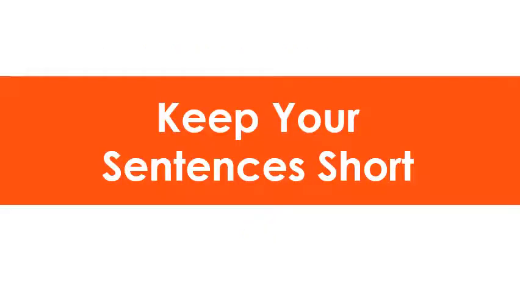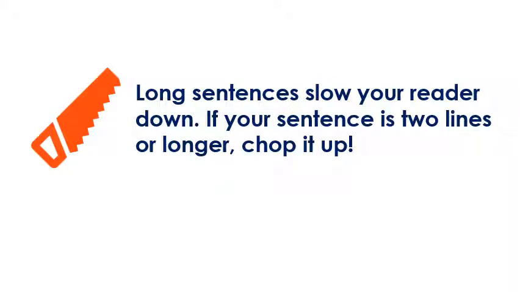My next tip is similarly straightforward. Keep your sentences short. Keeping your sentences short is an important component of concision because long sentences slow your reader down. And so if you see a sentence that is 2 lines or longer, go ahead and chop it up. It's that simple. Short sentences are easy to read, and so if you chop up long sentences, your document will feel shorter to your readers.